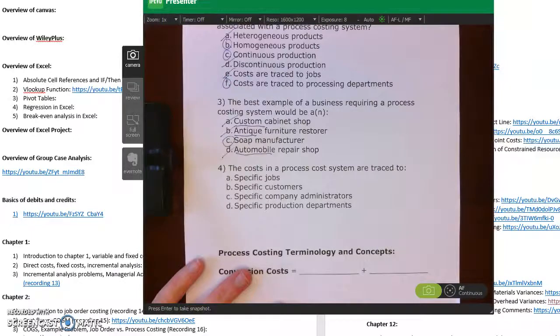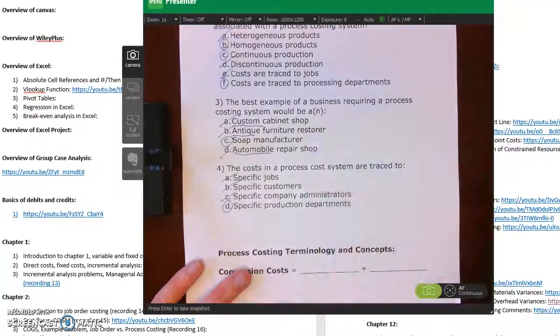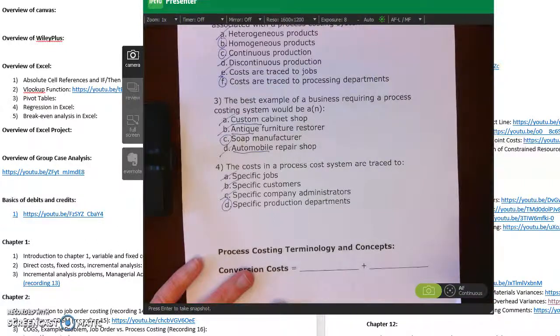Costs in a process costing system are not traced to jobs. They're not traced to customers. They're traced to specific production departments.